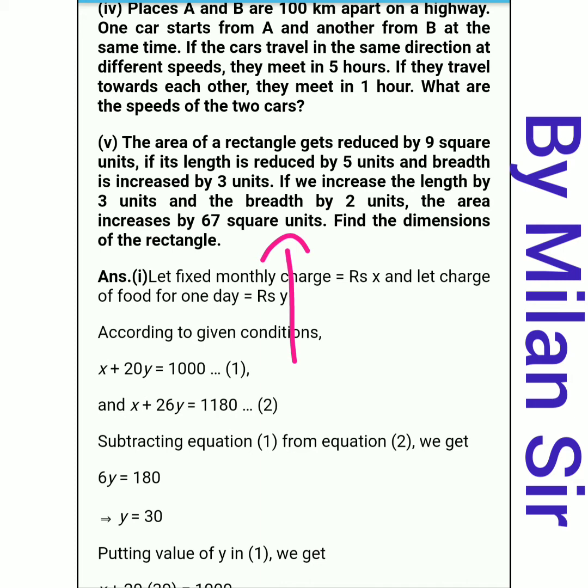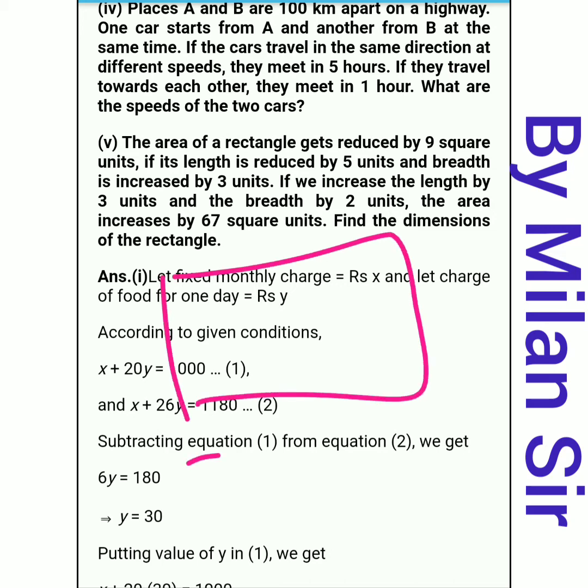Now, what are the dimensions of the rectangle? In the rectangle, two things we have. It is length and breadth. Right? Length and breadth. So this is called its dimensions. Okay? Length and breadth are called dimensions of the rectangle. That means we need to find the length of the rectangle and the breadth of the rectangle. Okay? So two things we have.